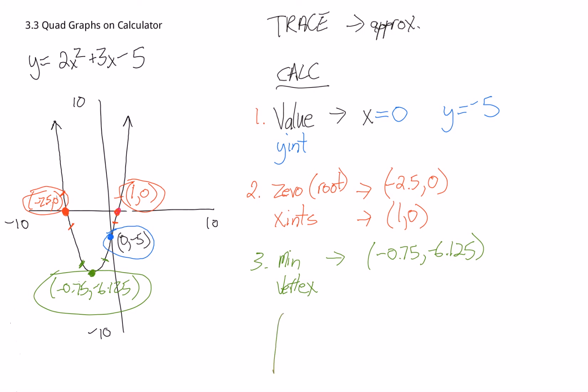If our graph was drawn upside down, then to calculate that vertex, we'd use second calc maximum and go left and right. Or for zeros, the x-intercepts, go second calc zero, go left and right for each. And for value, that's the best one to use for the y-intercept. Just plug in a 0, and that'll give you the correct y-intercept.